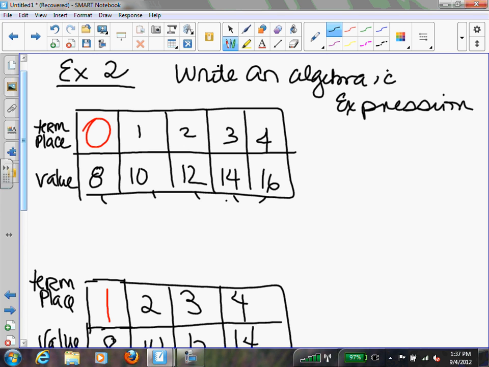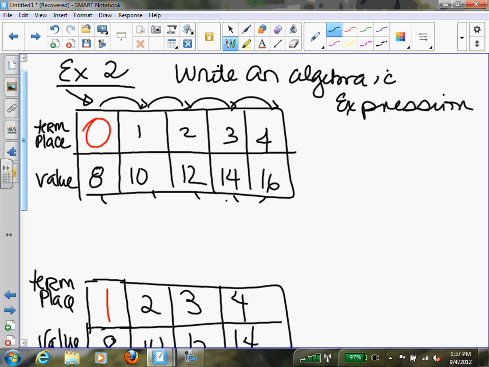Term. Zeroth term, first term, second term, third term, fourth term. My y values: 8, 10, 12, 14, 16. All I'm asking you to write is basically the equation of the line. Here we're constantly going up by what? 1. And at 0, we know that value is our y-intercept, isn't it? When x is 0, isn't that our y-intercept? And what are we always going up by in our y values?